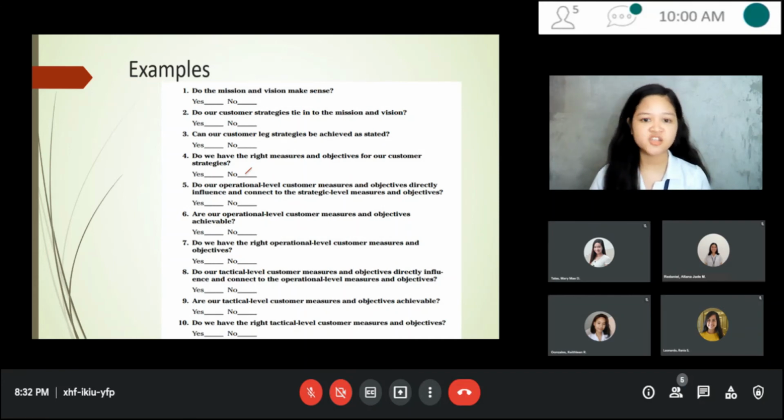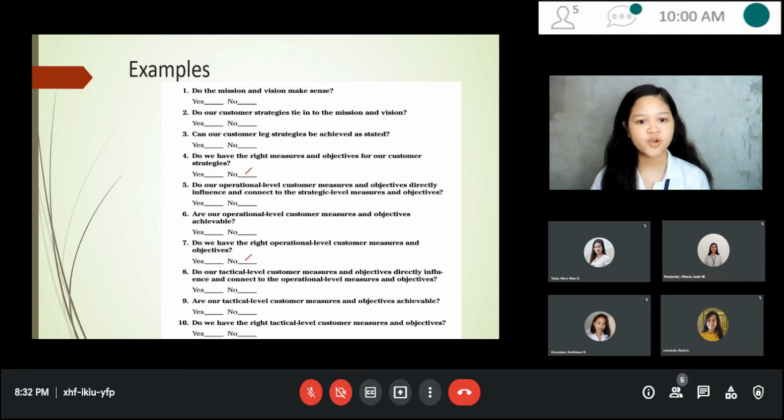The corrective action is to revise the operational and tactical measures and objectives to ensure the proper alignment with your customer strategies. Another example, you answered no to number 7, wherein the question was, do we have the right operational customer measures and objectives? Same as in the first example, it needs corrective actions. So in this example, you have to review and revise tactical level measures and objectives to get back on track. Take note that changes in one level of the scorecard also affect the other levels.